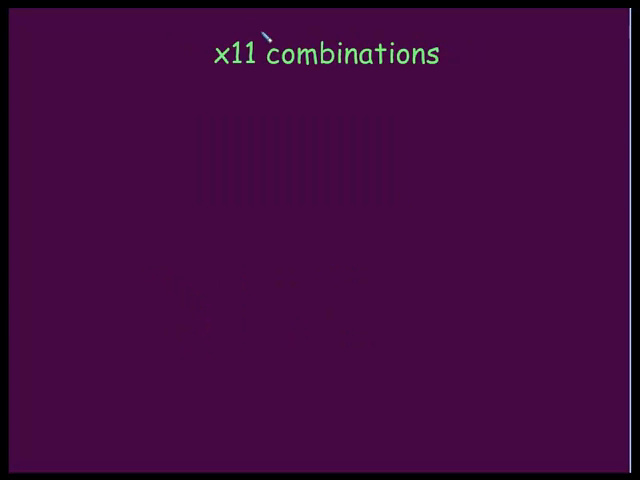Times 11 combinations you can think of by just noticing the double-digit pattern that they create. So if I say 11 times 3, my answer is 33. 11 times 4 is 44, and so on.